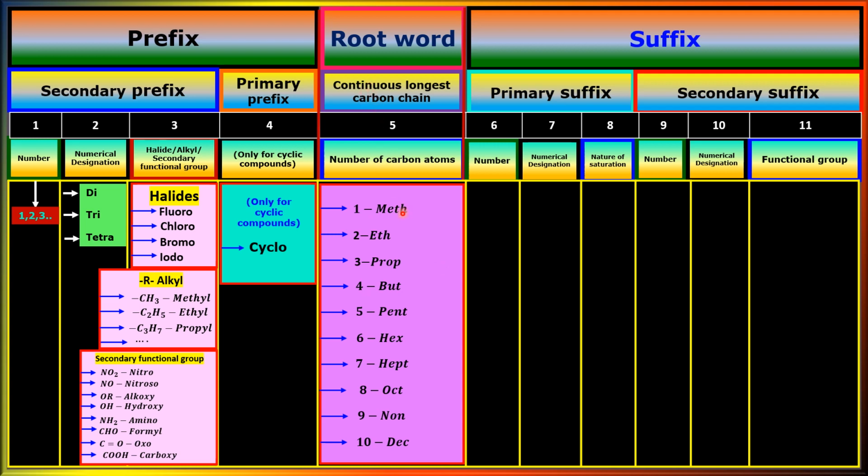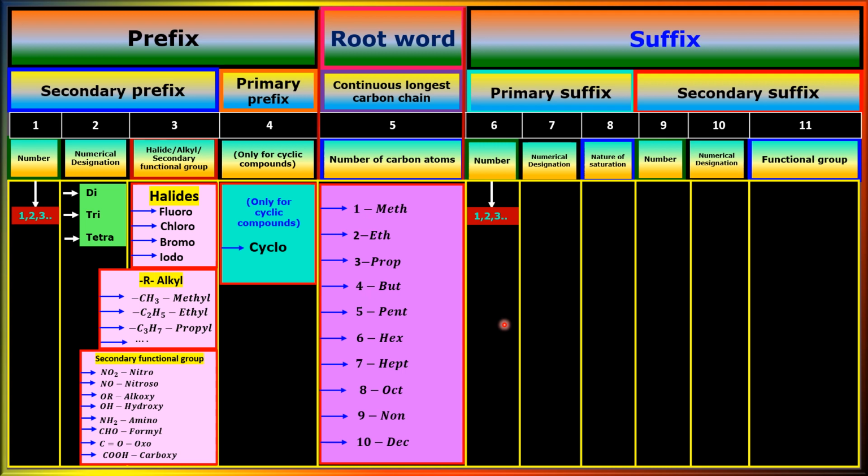Depending upon the number of carbon atoms in the continuous longest carbon chain, the root word is derived. If the parent chain contains only one carbon atom, the root word is meth. If it contains two carbon atoms, the root word is eth. Three carbon atoms means prop, then but, pent, etc. Next, primary suffix.